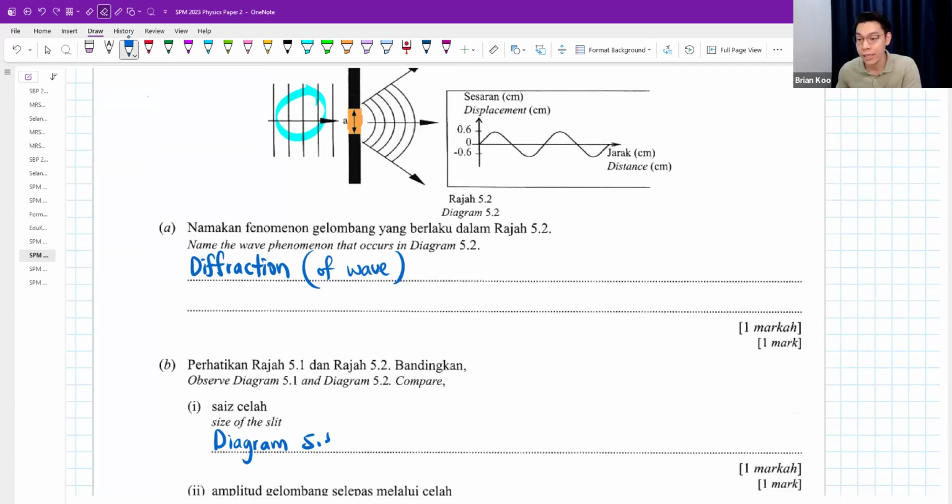In SPM, you can write like this. But in school exam, some teachers want you to copy the size of slit for diagram 5.1 greater than 5.2. But in SPM, if you write exactly like that, it's fine. The reason your teachers want you to copy is because in essay questions, you must copy. For essay questions, your answer is separate, so you have to copy. But for structure questions, you can just write like this because the question is right on top.